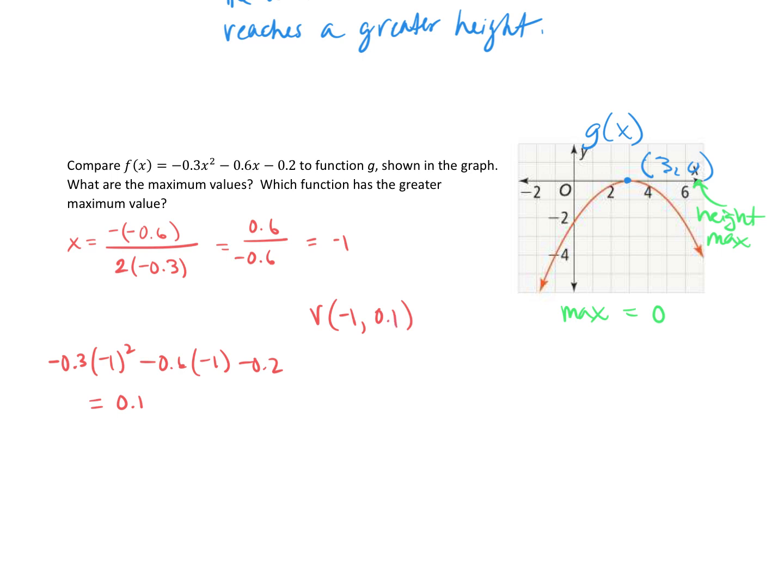So this 0.1 is the height, and because our parabola has a negative a value, that means it's opening down just like this one. So that is a maximum height versus a minimum. That is a max height of 0.1. So which function has a greater maximum value? F of x has a greater maximum value, let's say of 0.1. We'll just say what it is.